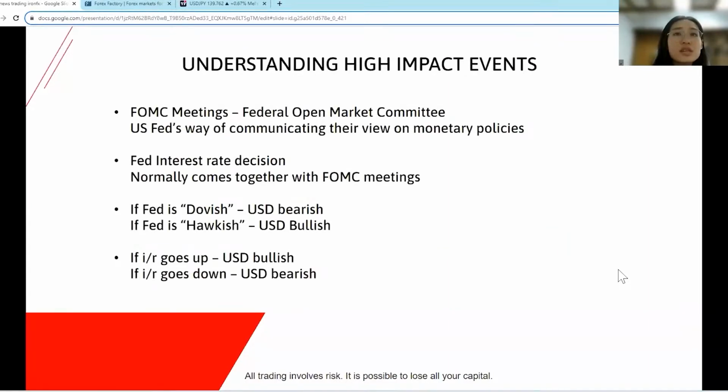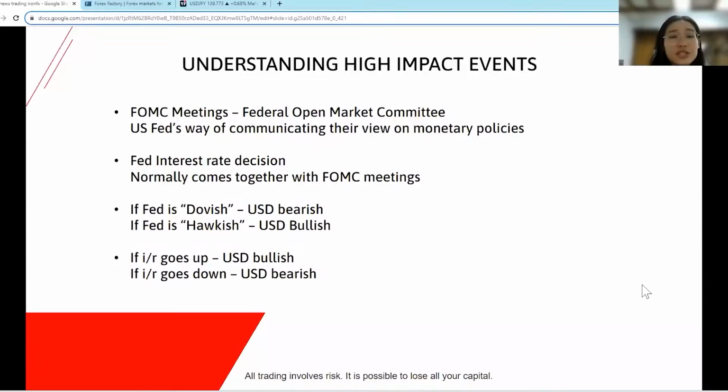Okay, so let's take a look at some other high impact events as well. This is mainly for US events. FOMC meetings are Federal Open Market Committee meetings, and this is the US Fed's way of communicating their view on monetary policies. The Fed interest rate decision normally comes together with FOMC meetings as well.